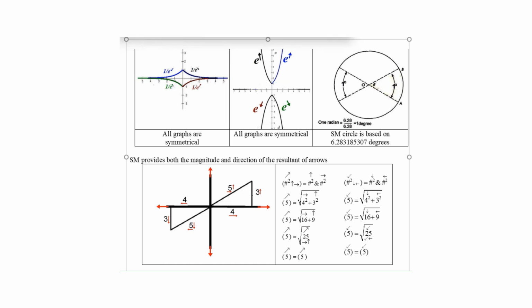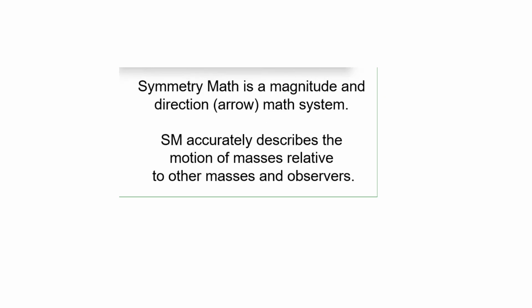In symmetry math, it provides both the magnitude and direction of the resultant of arrows. Symmetry math is a magnitude and direction and arrow math system. SM accurately describes the motion of masses relative to other masses and observers.